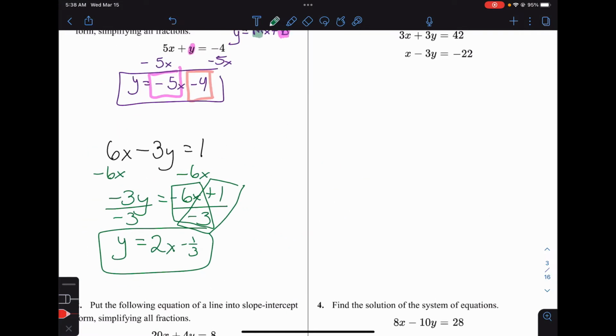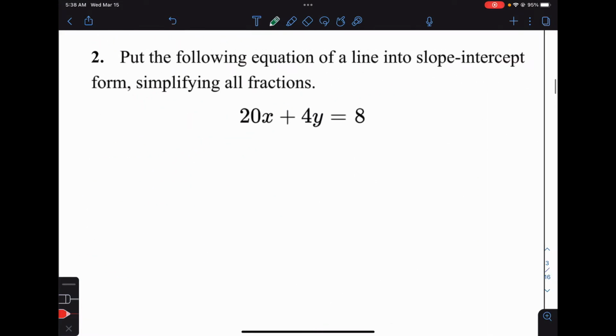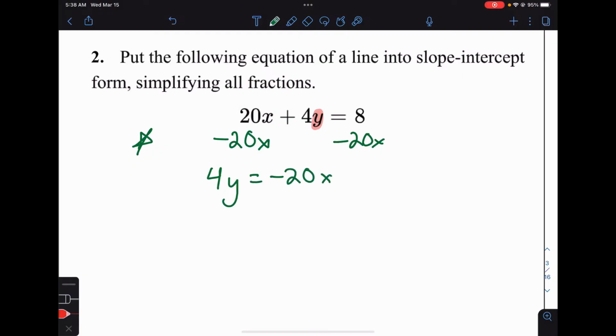All right, so let's go ahead. We've got one more here. So we want to try and get our y by itself. If we're trying to get y by itself, what do you think would be our first step here? What we want to do is get this 20x over to the other side. That would be our first step. So we get 4y equals negative 20x plus 8.